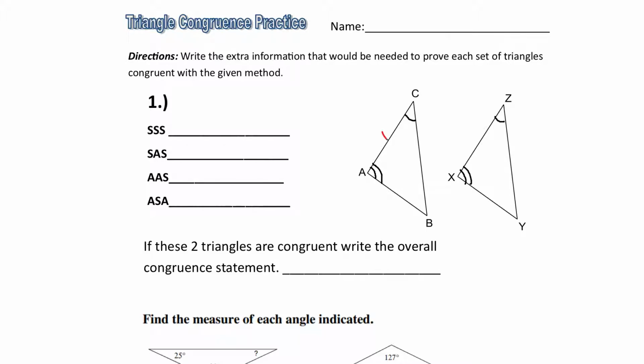So one thing I need to know is that those two sides are congruent, right? So I need to know that AC is congruent to what? XZ. What else do I need to know? CB is congruent. Okay, so AB is congruent to XY. Okay, is that enough information right there to use SSS to prove those two triangles are congruent?